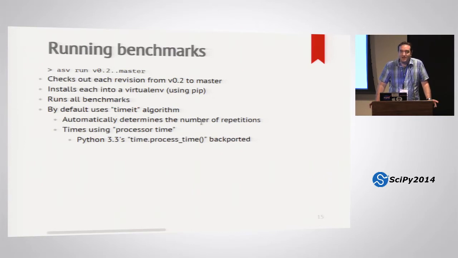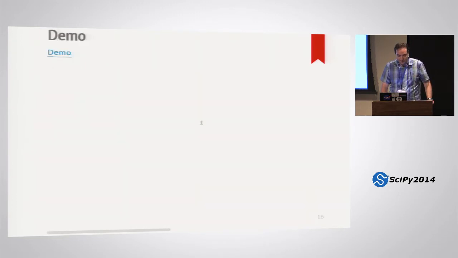By default, it uses the timeit algorithm in the Python standard library, and it's available in IPython. So it automatically determines the number of repetitions it needs to do. It kind of does it once and then estimates, I need to do this a few thousand times to make the timing accurate enough. Only difference is, unlike the built-in timeit algorithm, it actually uses processor time, so other processes on your machine will not impact the performance. The timeit by default in Python uses wall clock time. And it's actually a new feature in Python 3.3 that I've backported to work in earlier versions.